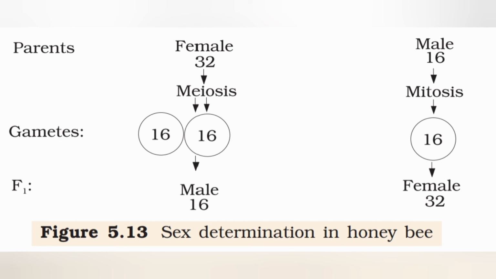So this was all about sex determination in different organisms, the three types of determining methods: XX-XO, XY and ZW. Remaining topics we will cover in the next lecture.